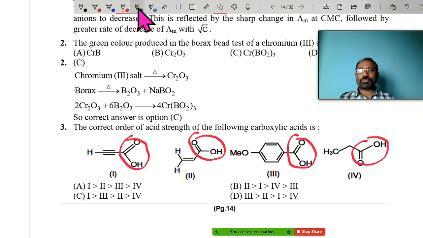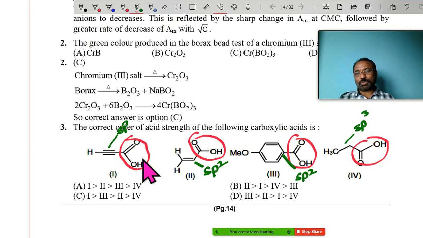The COOH groups are attached to, here it is attached to the sp carbon. Here it is attached to the sp2 carbon. Here it is attached to the sp2 carbon. But here it is attached to the sp3 carbon. If the COOH group is attached to the sp carbon, its acidic strength is more. Generally, when the s orbital character is more, acidic strength is more. Therefore, this is the most acidic one.